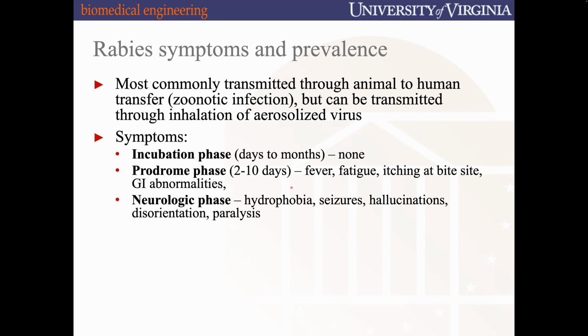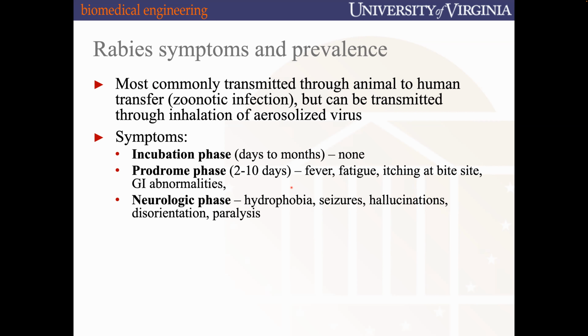But following the incubation phase, we have something called the prodrome phase. This is when the virus infects your central nervous system. A couple of the symptoms caused by this are fever, fatigue, itching at the bite site if it was recent, and different GI abnormalities. This process usually happens anywhere from 2 to 10 days. So now it's becoming a little more obvious that there has been a rabies infection.